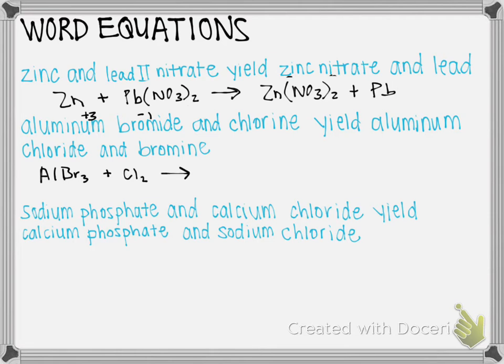Aluminum chloride, aluminum is a +3, chlorine is a -1, so we have to crisscross. AlCl3. And bromine, so plus Br. And bromine is, again, a part of Dr. Brinkelhoff, so it's Br2. Last thing that we need to do here is balance.